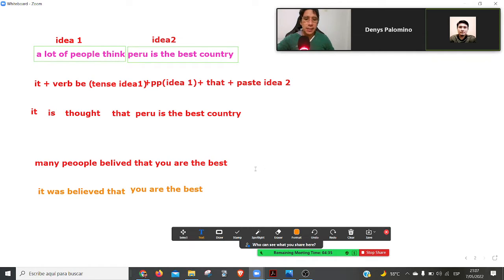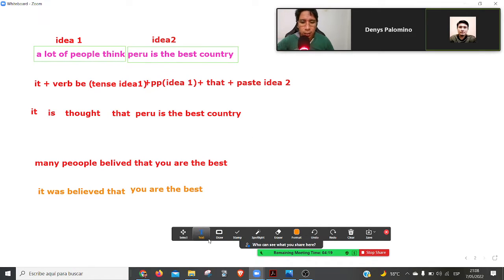Excelente. Igualito haríamos con el presente perfecto, el pasado perfecto. E igualito que hemos visto en los pasivos. Es lo mismo, por eso es la clase 12. ¿Hasta aquí se entendió esto? Yes, it's clear. Perfecto.